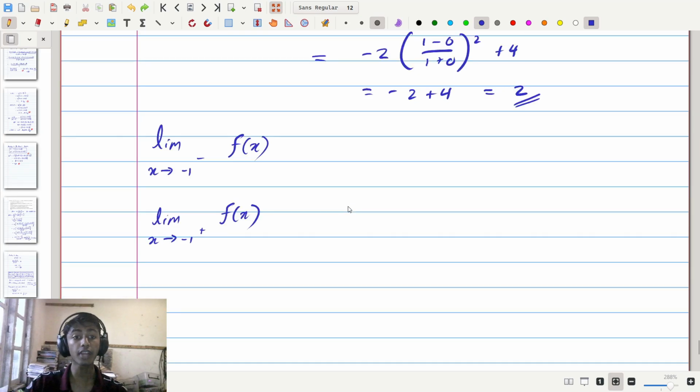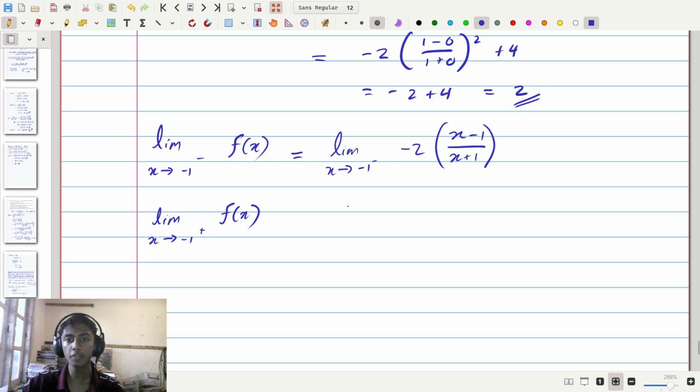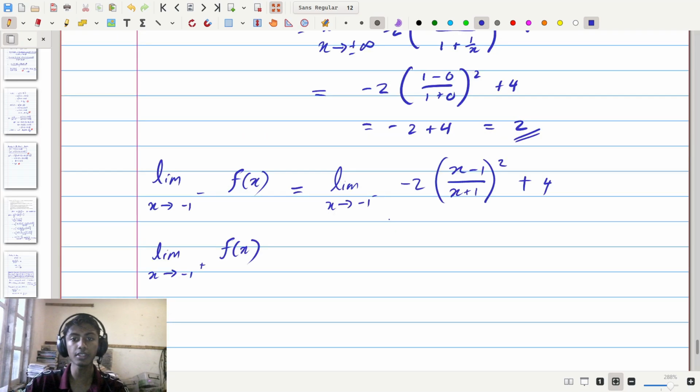Now after that, we consider the other two limits. These two limits will give us information on the vertical asymptote at x equals negative 1. So if we consider the first limit, which is as we approach x equals negative 1 from the left hand side, we have the limit as x approaches negative 1 on the left hand side of negative 2 times x minus 1 divided by x plus 1 squared plus 4.